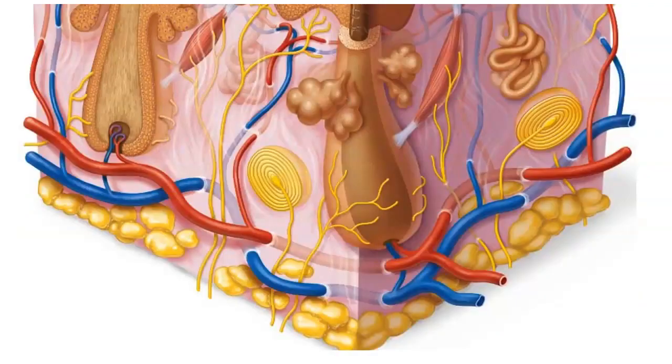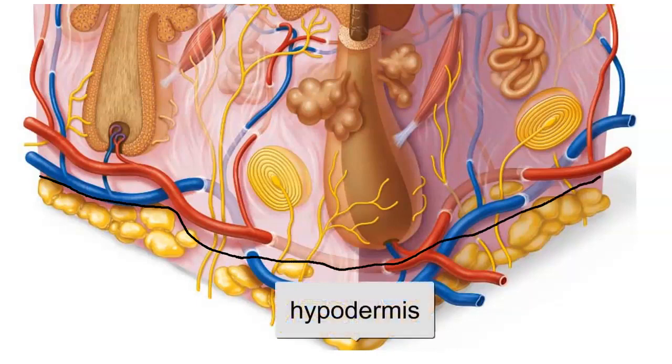This is a close-up view of the reticular layer of the dermis. The reticular layer of the dermis makes up the majority of the dermis. It's everything between the papillary layer and the hypodermis, which I just drew a boundary for. So the hypodermis is the adipose tissue below the reticular layer.